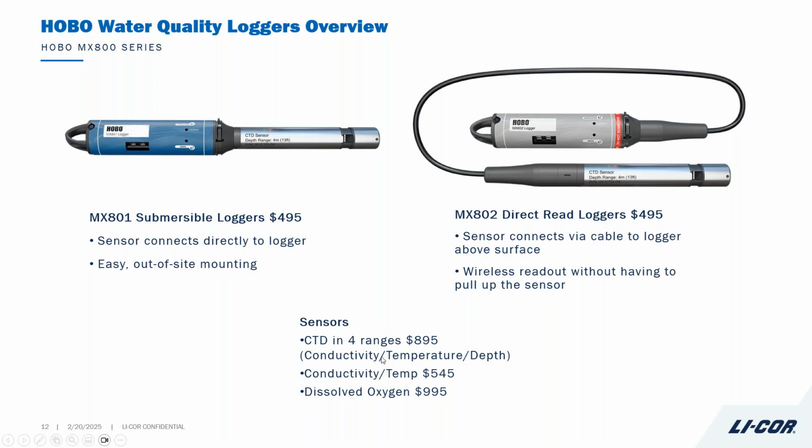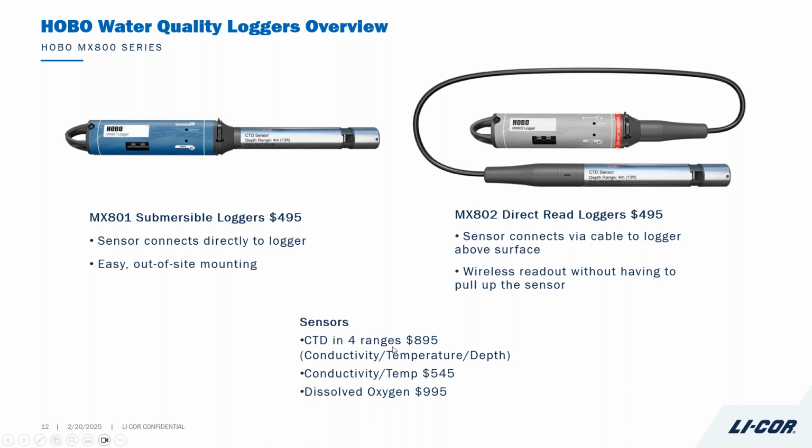In the way of sensors, we have CTD sensors, which stands for conductivity, temperature, and depth. And those also measure salinity, of course, which is derived from the conductivity and temperature data. Those are in 4 different ranges. I think I had a question in advance on ranges. The smallest is a 13-foot range, which gives you nice accuracy over that narrow range.